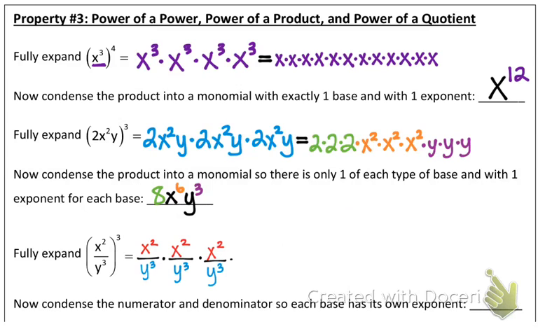We're going to multiply straight across as we would when multiplying fractions. So we have x squared times x squared times x squared over y cubed times y cubed times y cubed. Again, using the property we learned last, property 2, we're going to add these exponents. So we have x to the 6th over y to the 9th.